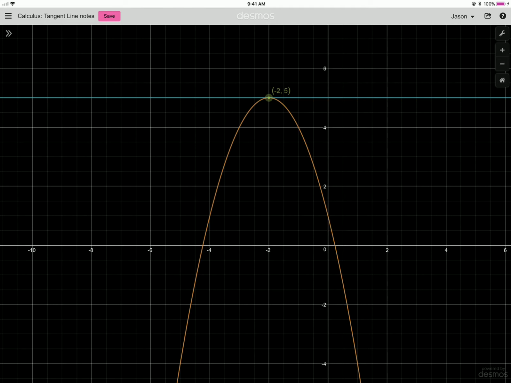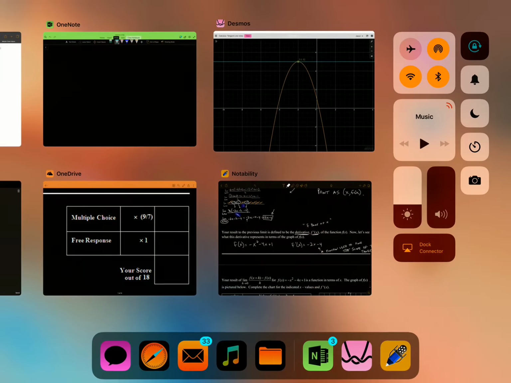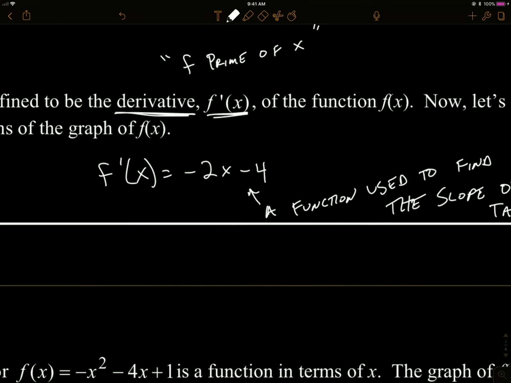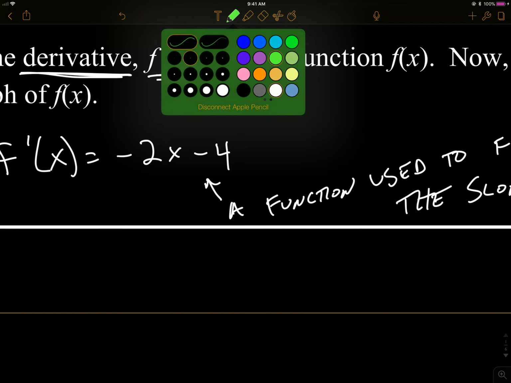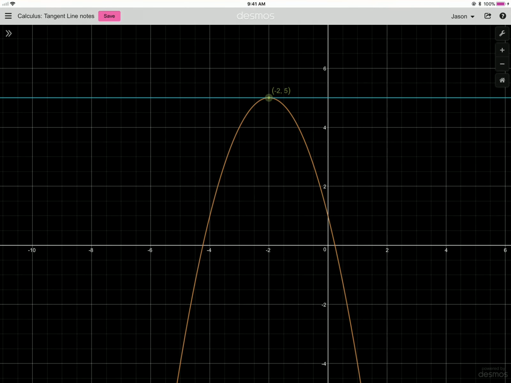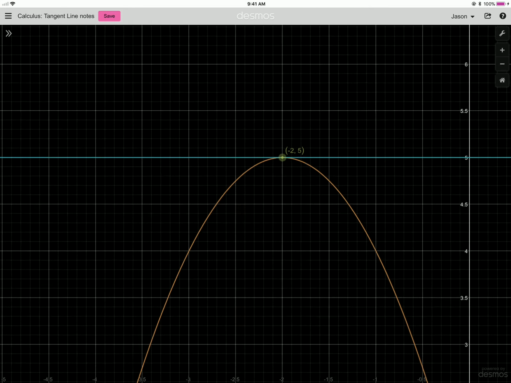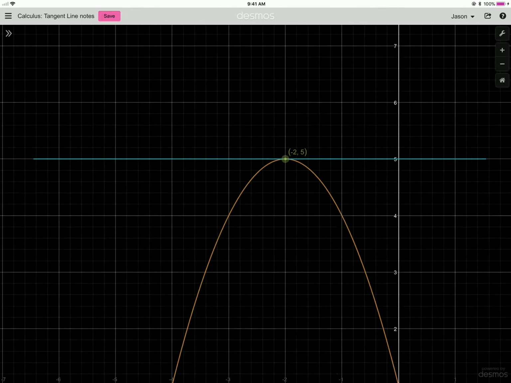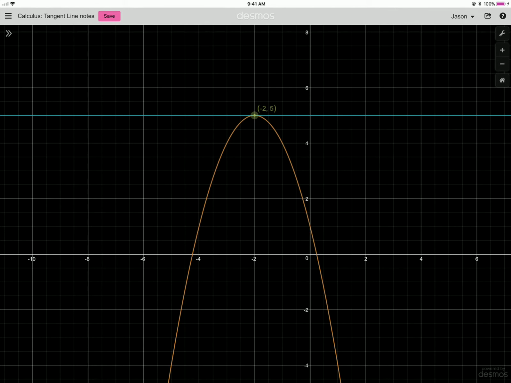Now, what x value are we at here? What's the point of tangency? It has an x value of negative 2. Let's go back to our derivative for a second. If I plug negative 2, that's the x value we're currently at, into our derivative function, what do I get for an answer? I get 4 minus 4, I get 0. That's because when you're at an x value of negative 2, what's the slope of that line? 0. The derivative figures that out for you.